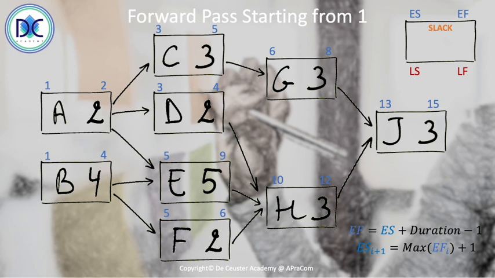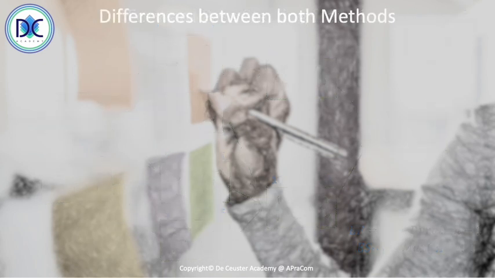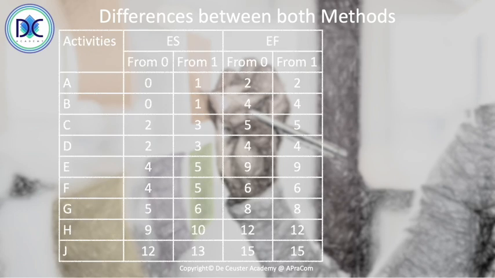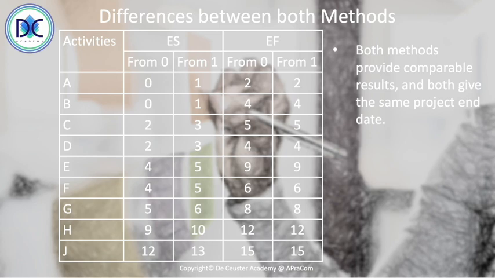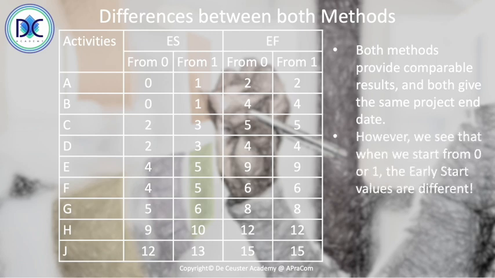It's interesting to compare the two methods because there are some differences that you must understand, and we see that both methods provide comparable results and they both give the same project end date. However, we see when we start from 0 or 1, the early start values are different. And that's very important to understand. But when we would draw this on the Gantt chart, the Gantt chart or the bar chart should be the same. So that was it for the forward pass starting from 0 and from 1.